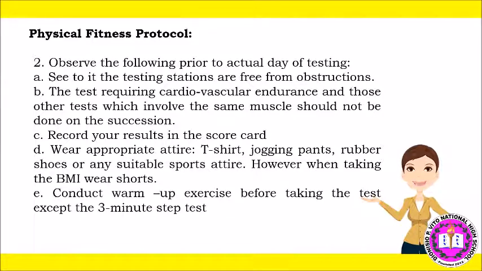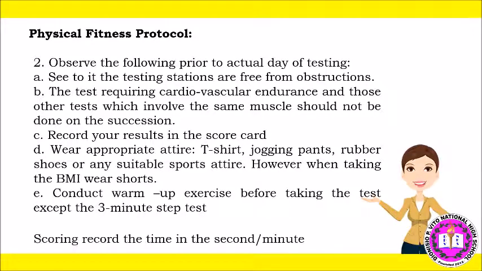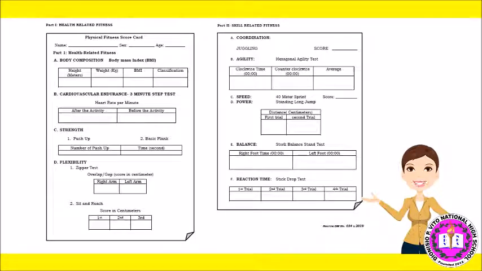Next, wear appropriate attire: t-shirt, jogging pants, rubber shoes, or any suitable sports attire. However, when taking the BMI, wear shorts. Conduct warm-up exercise before taking the test except the 3-minute step test. Scoring: record the time in seconds or minutes. So this is an example of our scorecard.